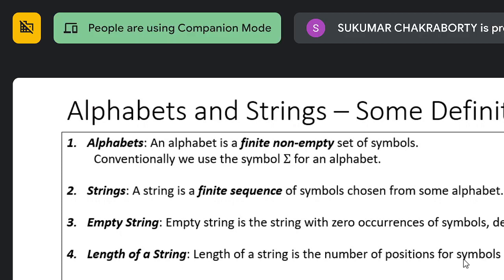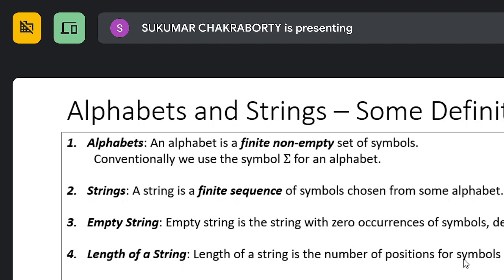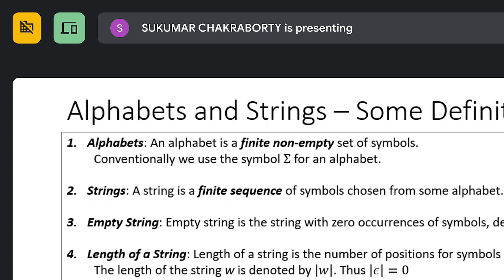If I say number of symbols, then what will happen is, say I give you a string 0 1 1 0 1 1 0 0 0, and if somebody asks you how many symbols are there, you can say 2, 0 and 1. So there is an ambiguity. So we say that this is the number of positions in the string, and the length is denoted by mod w. If the string is w, then the length of the string is mod w. So mod epsilon is 0. Epsilon is the empty string.